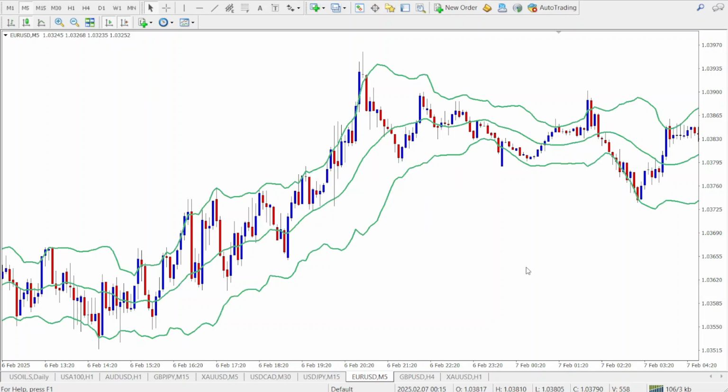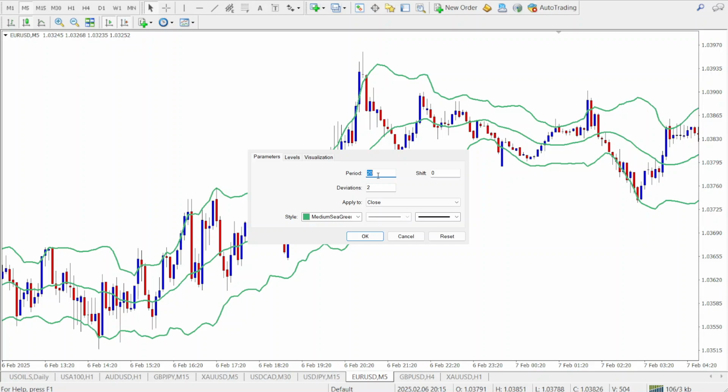Okay, now let's just get started. Bollinger Bands are a powerful indicator used to measure market volatility and identify potential price reversals. The middle band is a simple moving average, usually set at 20 periods. You can see it is set at 20 periods.